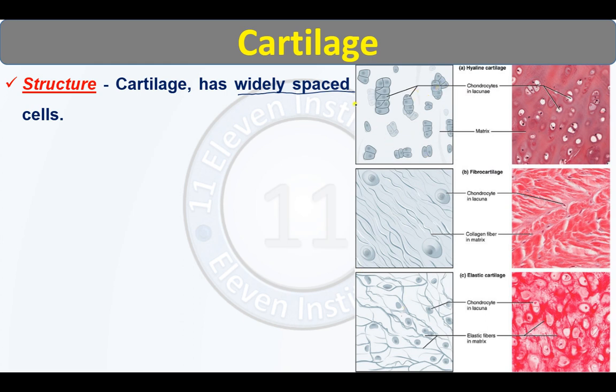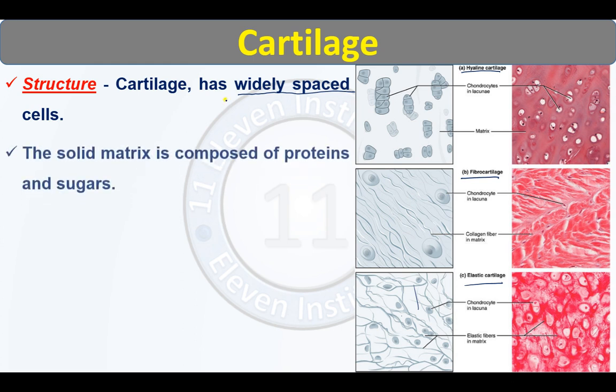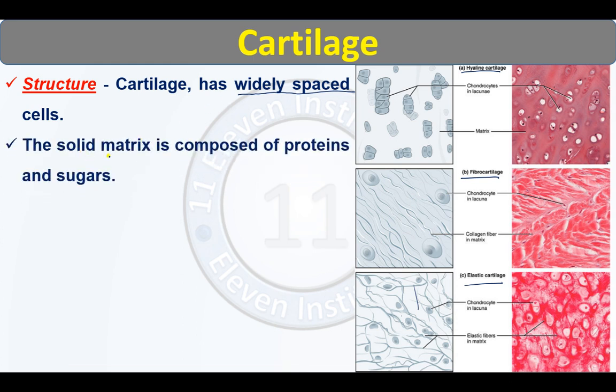See, actually, these are different types of cartilages. Cartilages also have types. This is hyaline cartilage, this is fibrocartilage, and this is elastic cartilage. These are different types of cartilages. But in all these cartilages, the distance between the cells is more. You can see that over here. So cartilage has widely spaced cells. The solid matrix is composed of proteins and sugars.